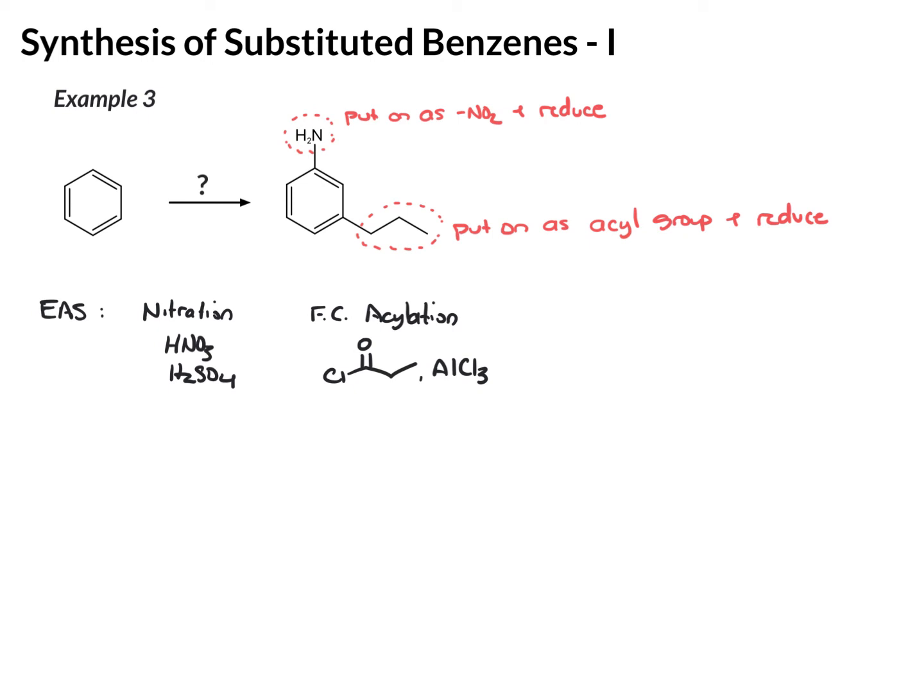Now, we want to think about the order of these particular reactions. So we can put a nitro group on this ring, but once we convert that to an amino group, the amino is an ortho-para director. So if we have this amino group present and we try to do another reaction, it will direct ortho-para, not meta. Additionally, remember, this amino group is not compatible with Friedel-Crafts. Now the nitro group, if we put that on the ring, that will direct meta. But again, remember that Friedel-Crafts is not compatible with nitros.